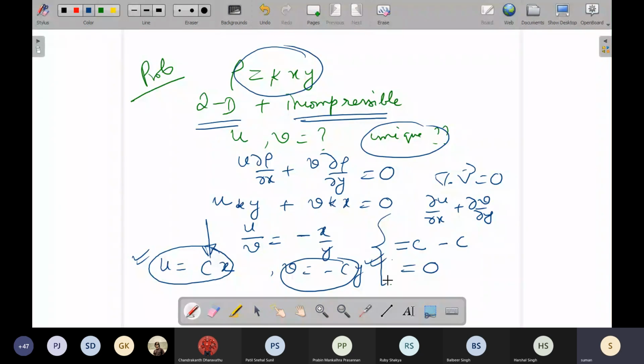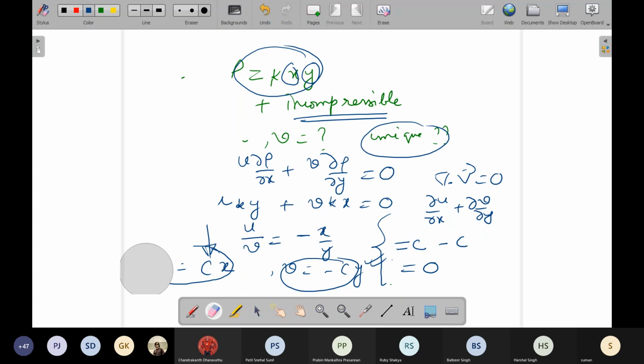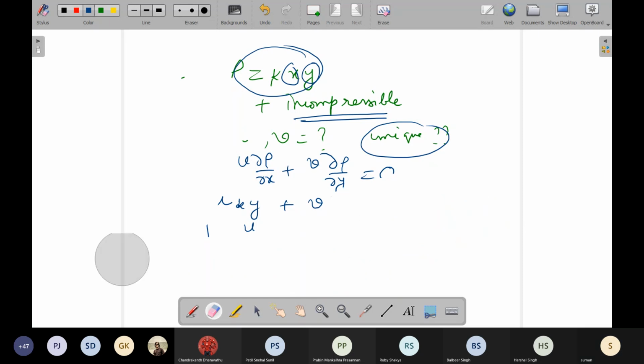That means it is verified that it is incompressible flow, but it is also true that it is not a constant density flow because rho is a function of x and y. In fact, it's an inhomogeneous fluid. So the question is that how can such a thing happen physically? See, mathematically it is well established, but how can such a thing physically happen? So I will give you an example.